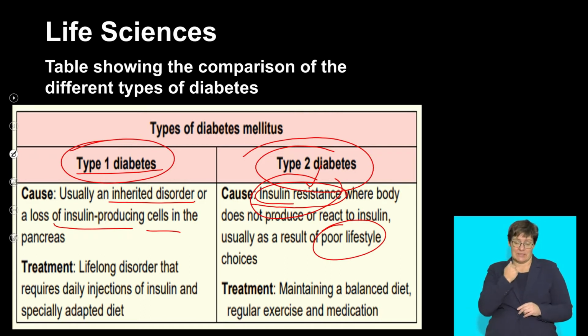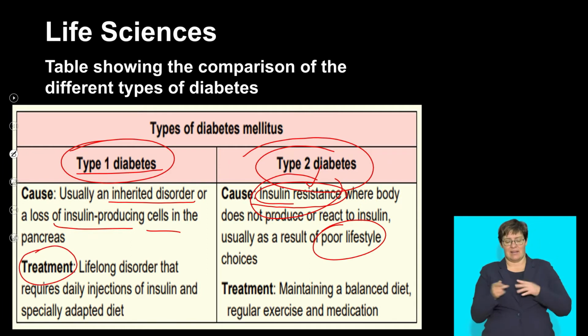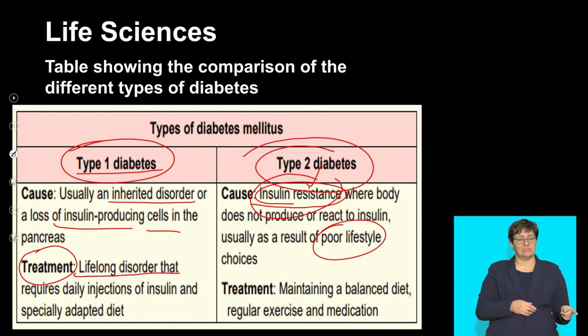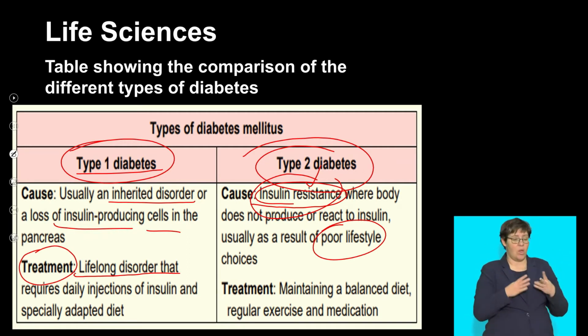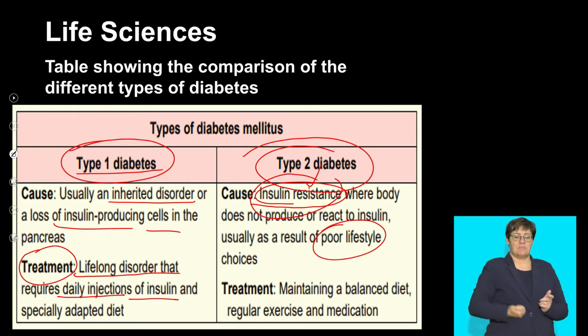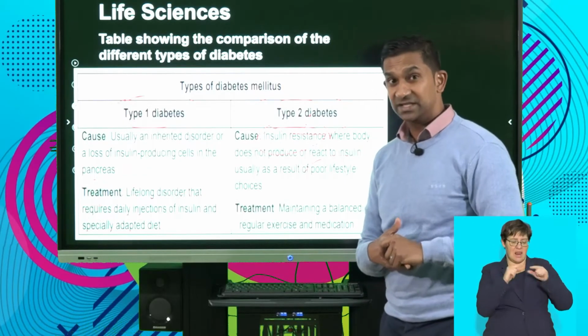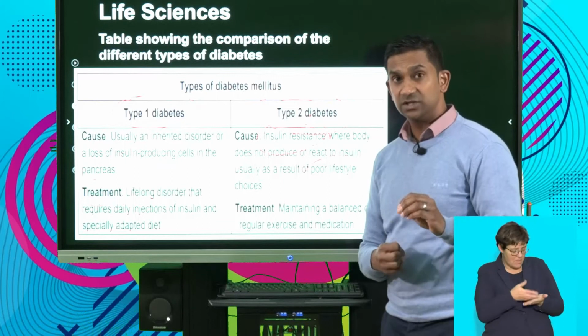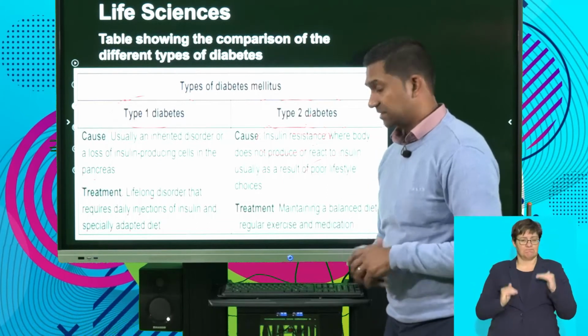We also know that the treatment of type 1 diabetes is slightly different. This is a lifelong disorder where an individual is affected for the rest of their life, and they require daily injections of insulin and a specially adapted diet. They need to constantly monitor their blood sugar levels and take insulin regularly to adapt their diets.